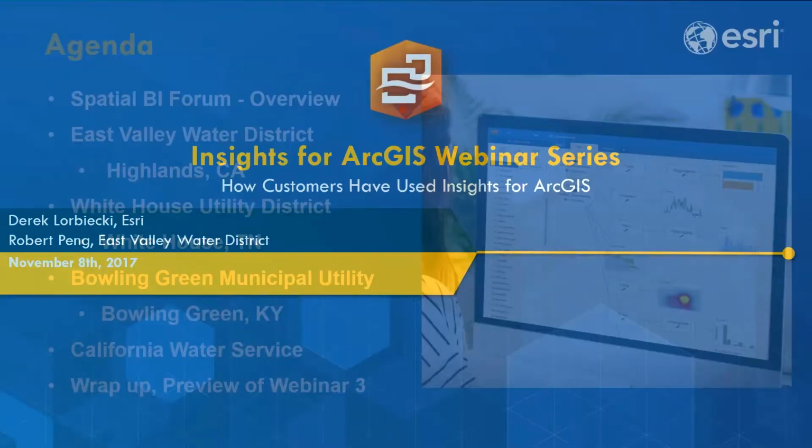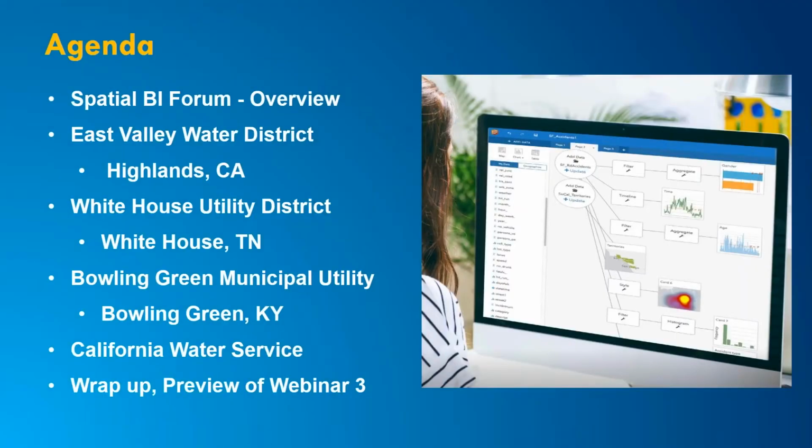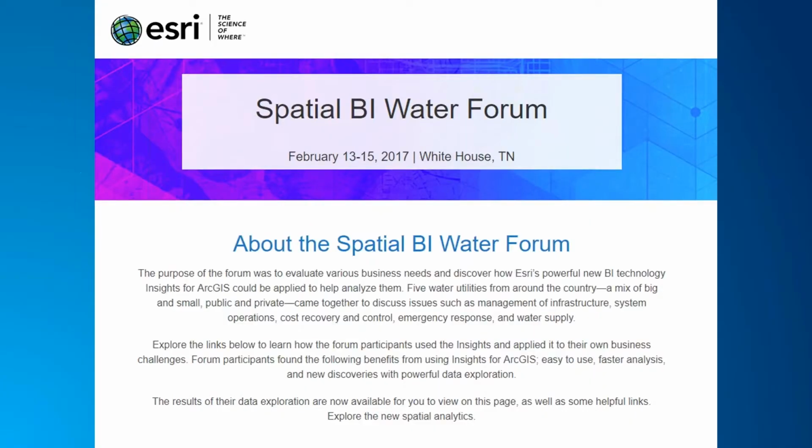So like Krista said, today we're going to look a lot at what people have been actually using Insights for. I just have a couple of slides and then we're going to get right into it because we have a lot of examples. The 4 organizations that are helping us out today are East Valley Water District from Highlands, California, White House Utility District from White House, Tennessee, Bowling Green Municipal Utility from Bowling Green, Kentucky, and the California Water Service.